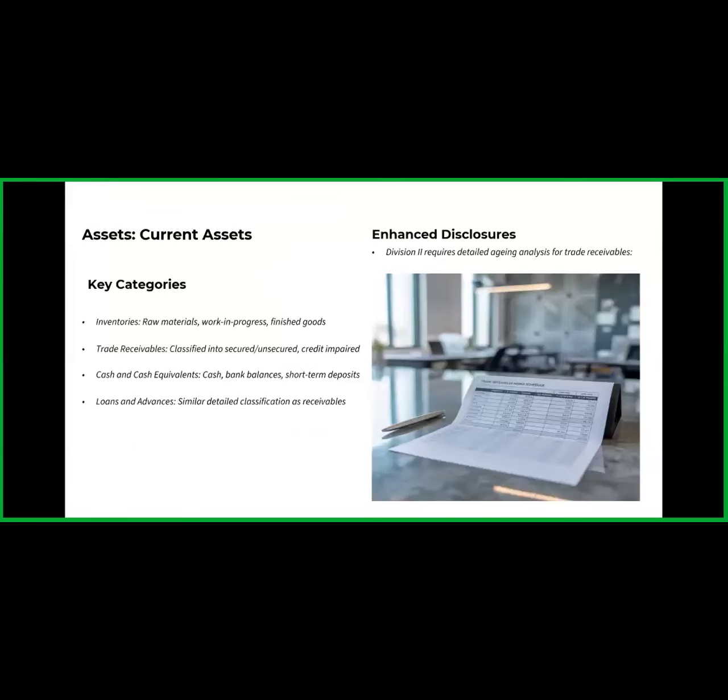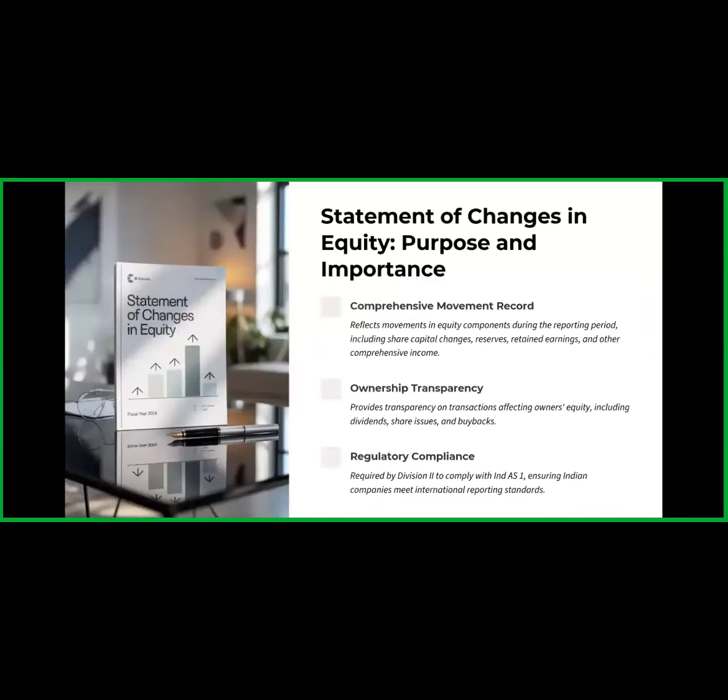Now we will see what the current assets are. Current assets are assets that can be easily converted into cash within 365 days, within a year. Here are some examples: inventories, that is raw materials, work in progress, and finished goods are current assets. Trade receivables which we receive within a year, cash and cash equivalents, cash, bank balances, short-term deposits, loans and advances are all current assets.